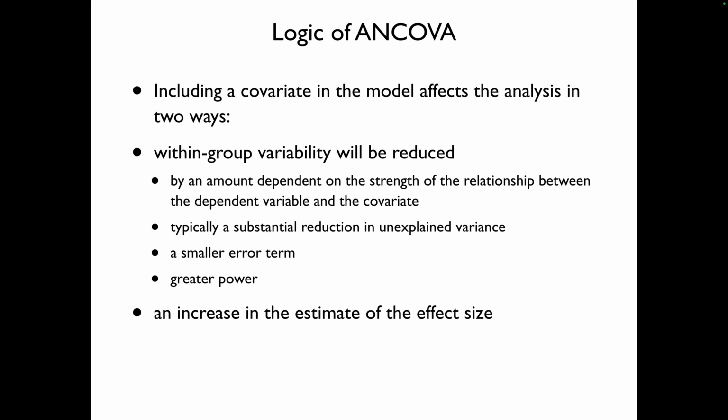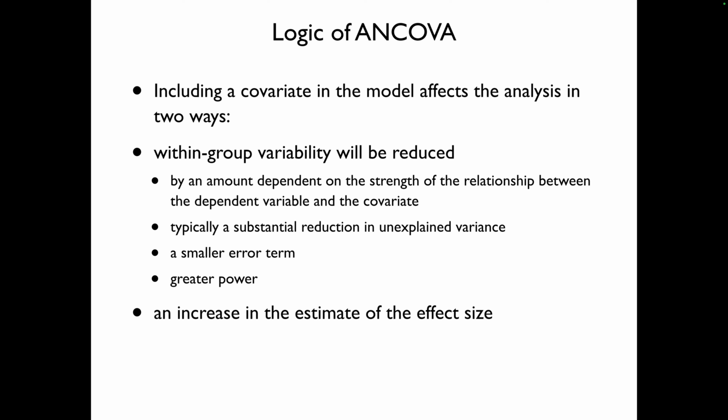Remember, the within-group variability in our ANOVA model is a measure of the extent to which the data are different than the average within each group, right? It's those vertical distances between each data point and the group mean. By allowing that group mean to be not a horizontal line, but a line with a tilt, with a slope, we can reduce those vertical distances.